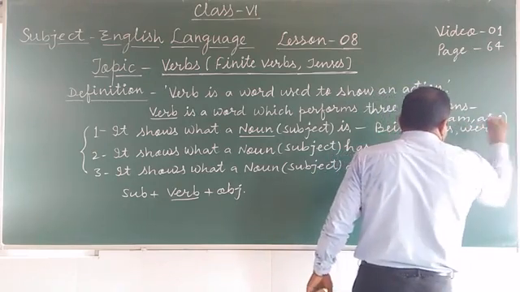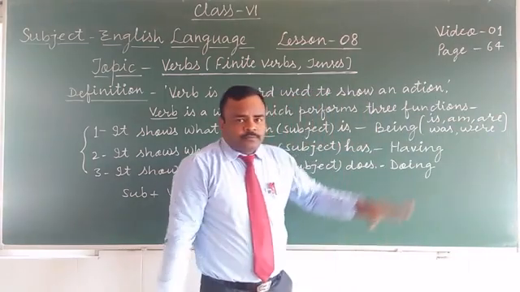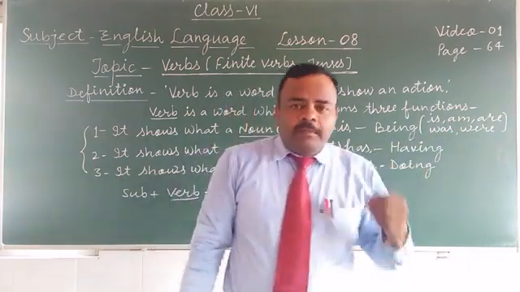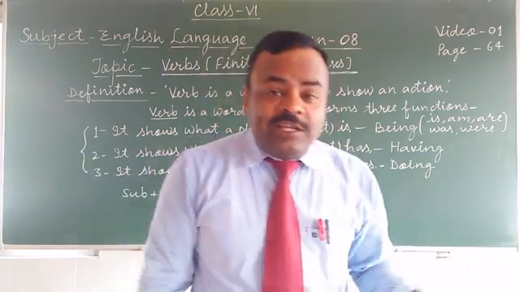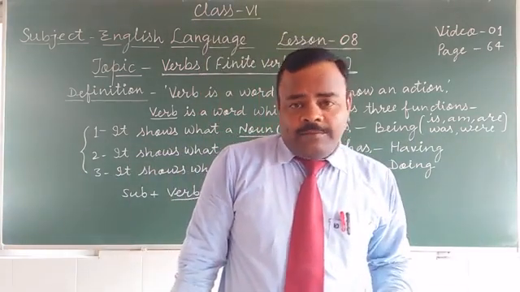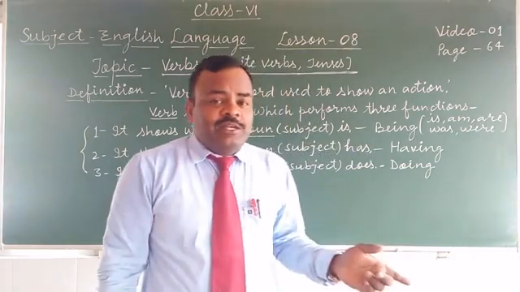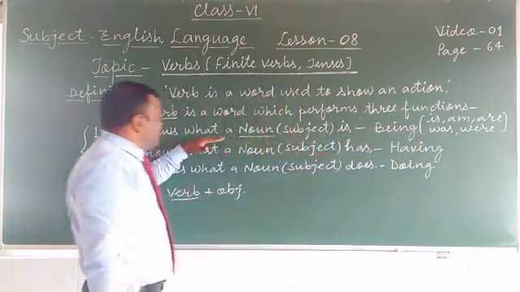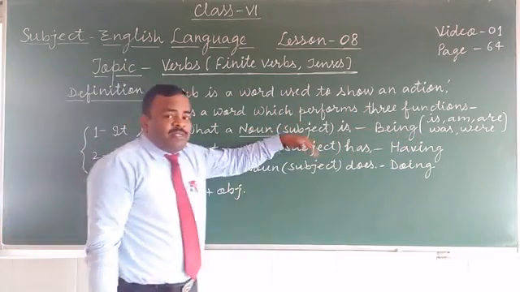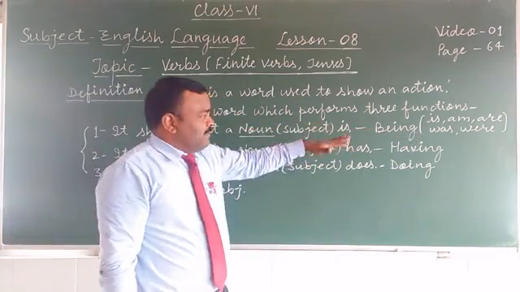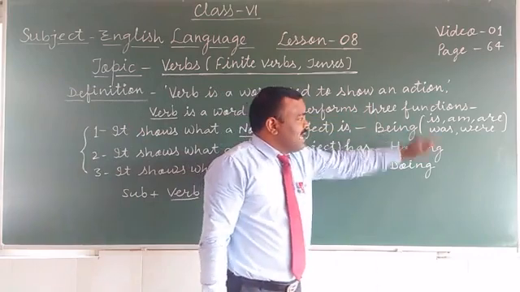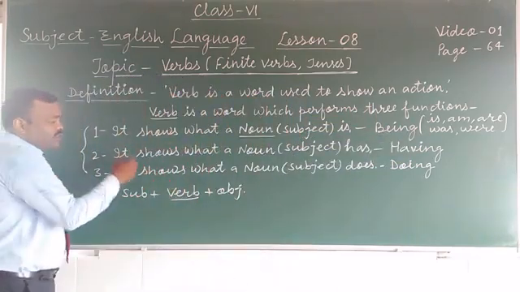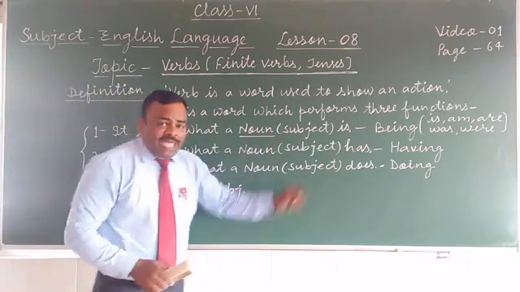Was and were. My grandfather was an engineer. So what was my grandfather? An engineer. So what a noun is means what the subject is. Clear? So being is: is, am, are, was, were. The second function of the verb is that it shows what a noun has.